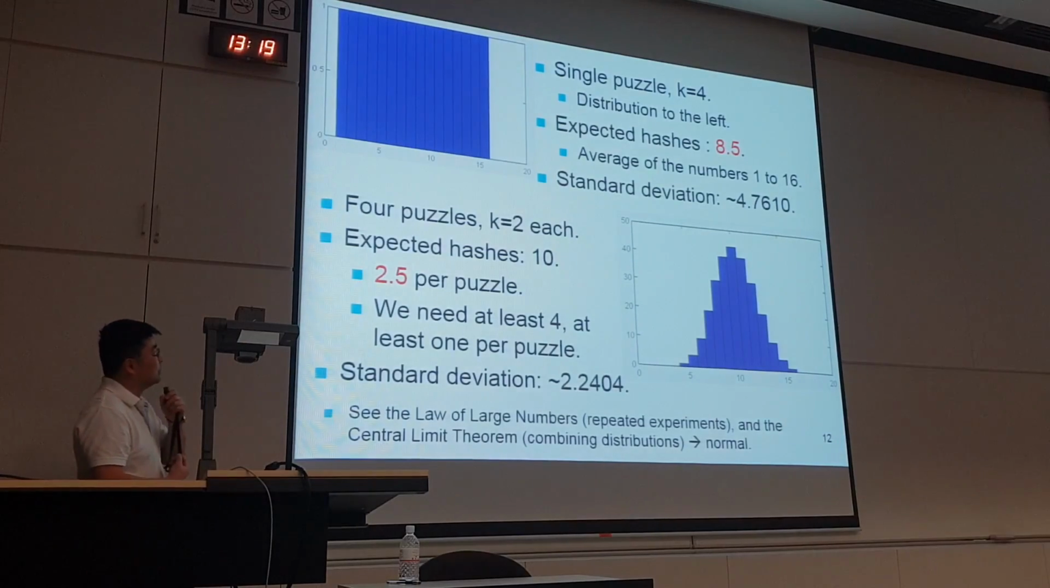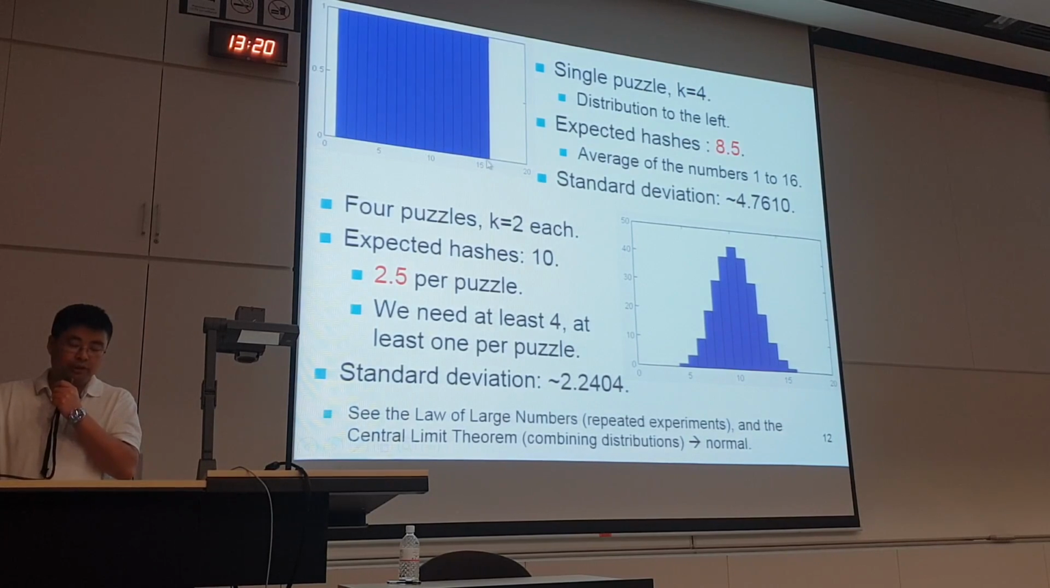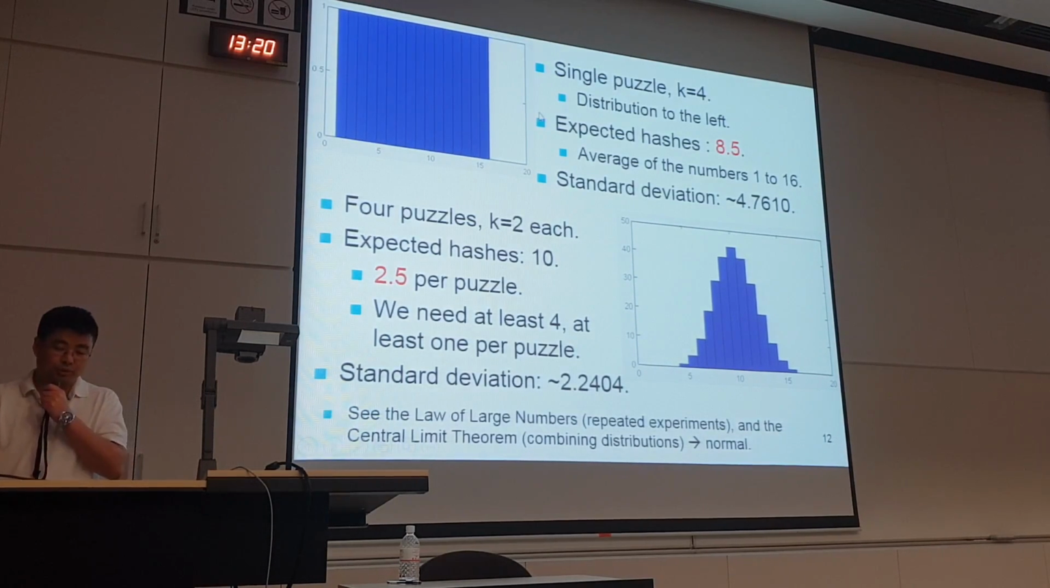Okay, so in the first case, k equal to 4, we have a single puzzle, then you have a uniform distribution. Because you may need 1 hash if you are lucky. If you are less lucky, you need 16 hashes. However, all of them have the same probability. So in this case, you have a so-called uniform distribution.